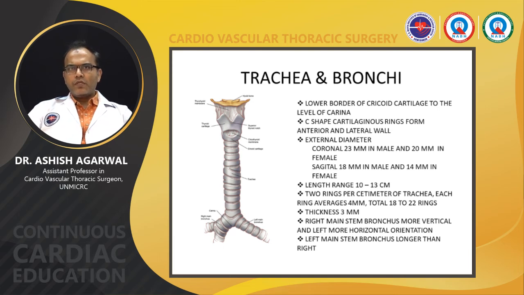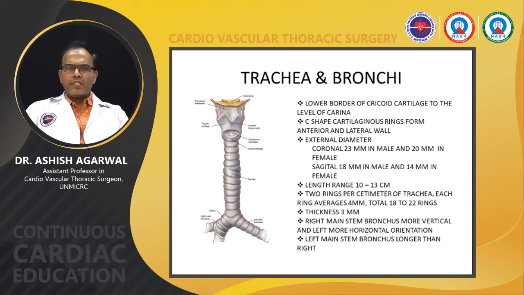Trachea and bronchus. Trachea is a conduit for ventilation and secretion clearance. Configuration of the trachea is more circular in children and oval in adults. Trachea extends from the lower border of the cricoid cartilage to the level of the carina. It has C-shaped cartilaginous rings in the anterior and lateral wall. External diameter of the trachea: coronal diameter 23 mm in male and 20 mm in female, and sagittal diameter is 18 mm in male and 14 mm in female.